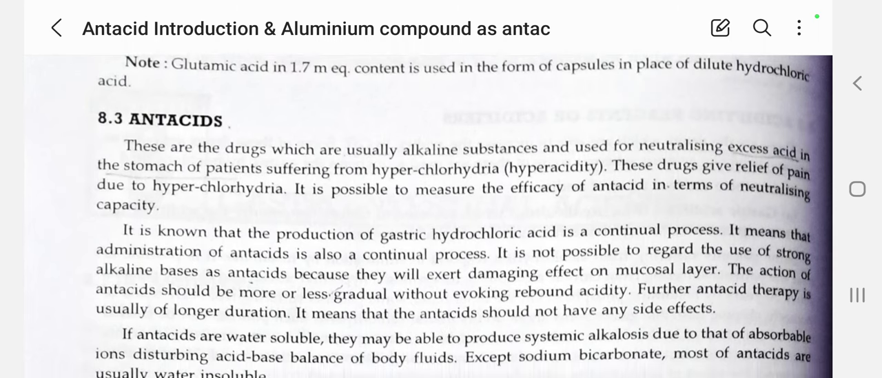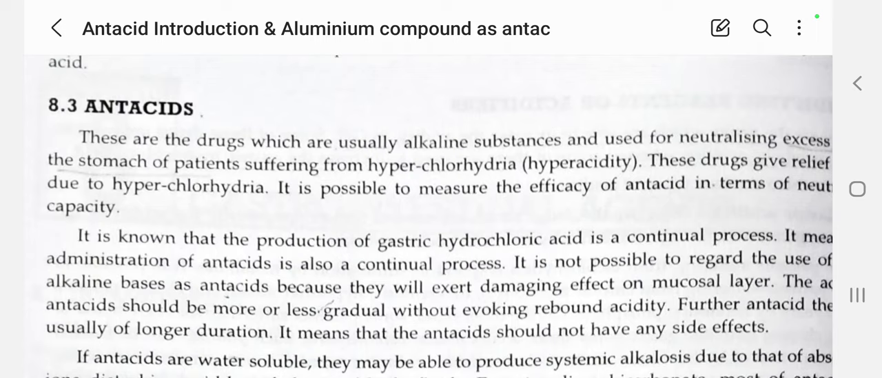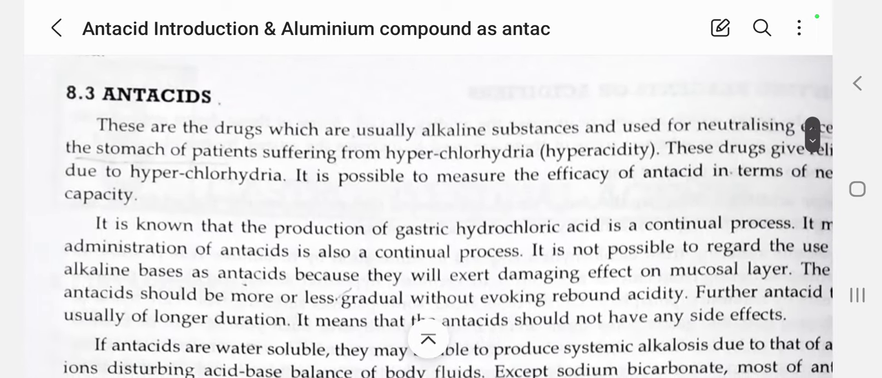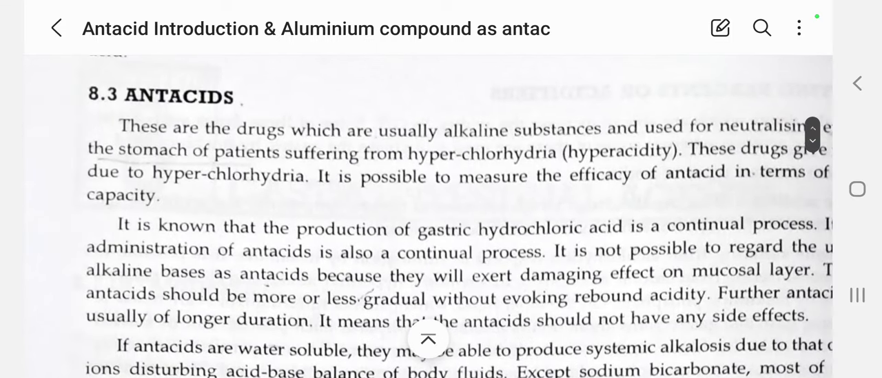Today I am going to discuss antacids. So what are antacids? These are drugs which are usually alkaline substances and are used for neutralizing excess acid in the stomach. Antacids are alkaline substances which neutralize the excess acid in the stomach of patients.